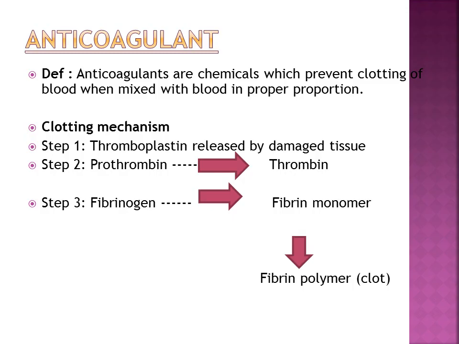Definition: anticoagulants are chemical substances required to prevent clotting of blood when mixed with the blood in proper proportion. In short, we will see the clotting mechanism. When there is an injury to the vessel, in the first step thromboplastin is released and then activated. In the second step it activates prothrombin into thrombin, which then activates fibrinogen into fibrin monomer. All fibrin monomers combine to form fibrin polymer, in which WBCs and platelets get entangled, and it forms the clot, covers the injury area, and the bleeding stops.